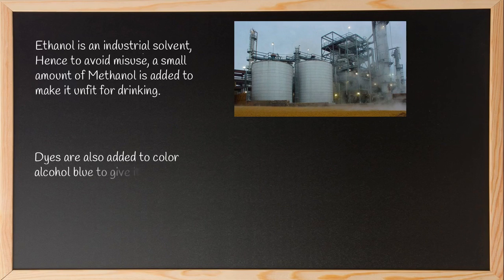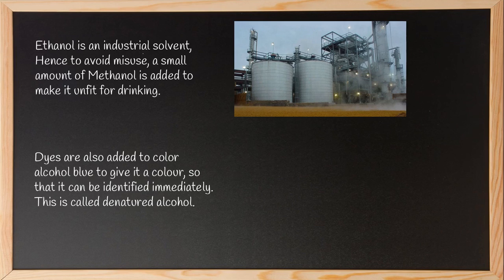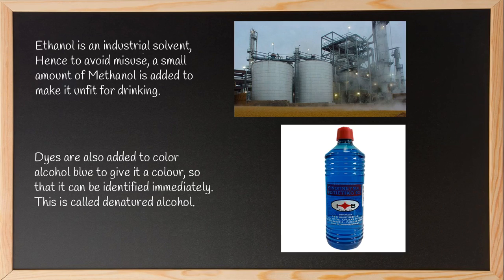Dyes are also added to add color to alcohol. It usually gives it a blue color so it can be easily identified. This particular alcohol is called denatured alcohol. This is a denatured alcohol bottle, which is blue in color. So this is how alcohol has so many adverse effects on the human body. It is better to avoid the consumption of alcohol. Thank you.